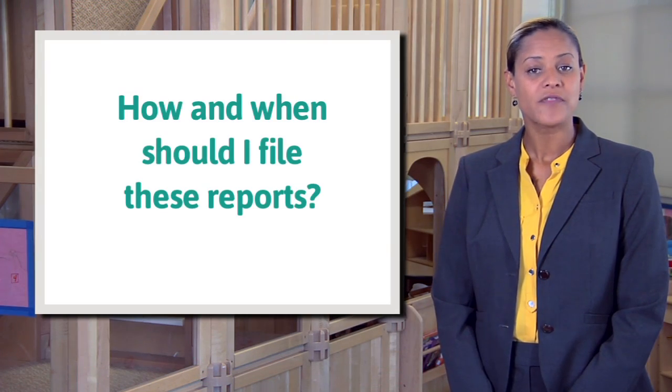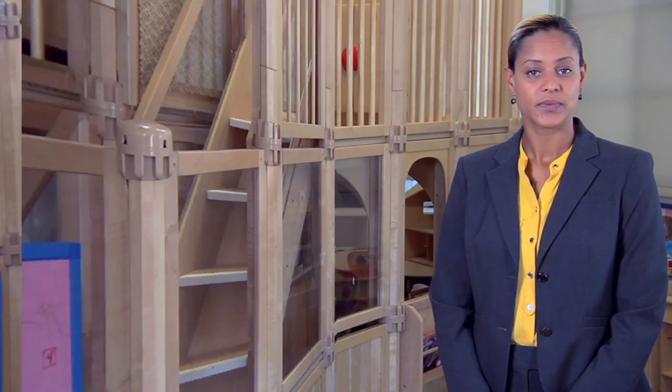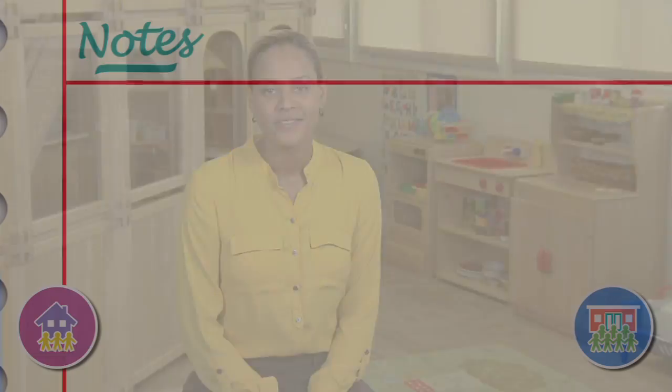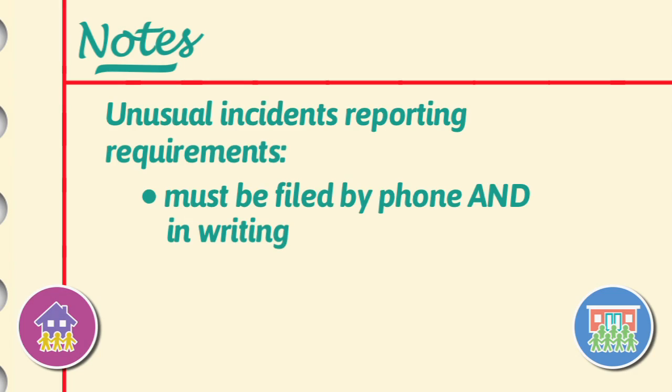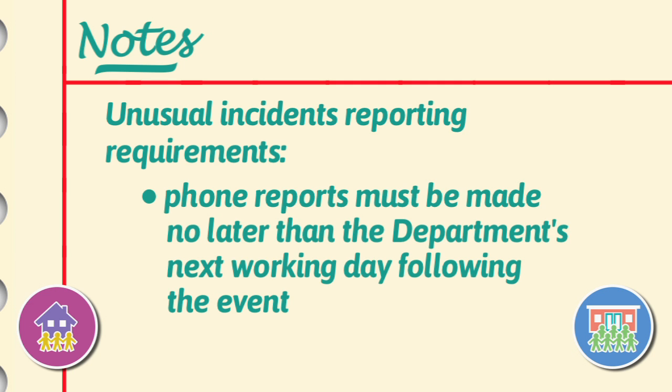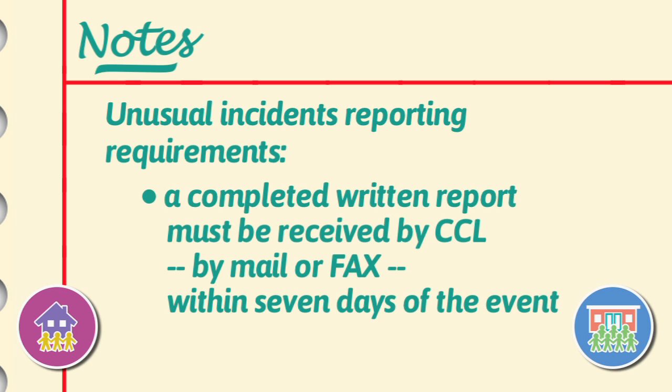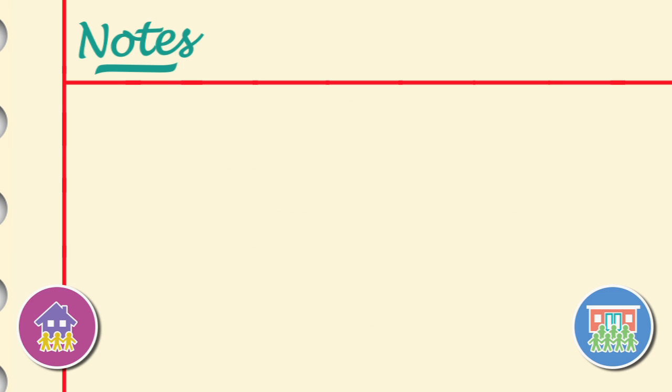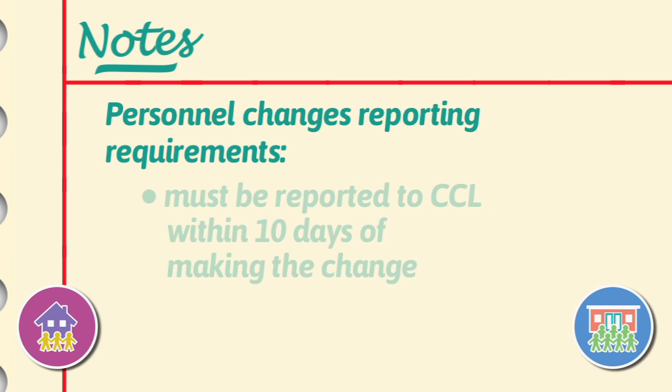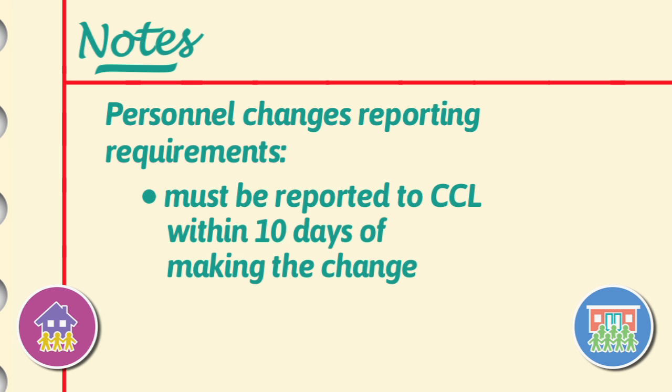How and when should I file these reports? Because of their nature, unusual incident reports must be filed by phone and in writing. Phone reports must be made no later than the department's next working day following the event. A completed written report describing the incident in detail must be received by licensing, either by mail or fax, within 7 days of the event. Reports that involve personnel changes must be reported to licensing within 10 days of making the change.